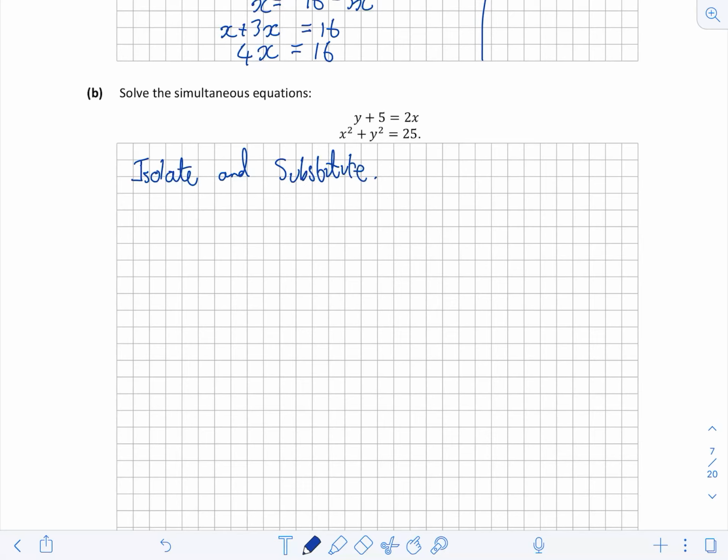So we're going to try and isolate first of all, and probably the handiest thing to isolate is this y here. So we're going to get him by himself. So we're going to get y is equal to 2x minus 5. So that's coming from this line up here, all the way into there. Okay, so y is equal to 2x minus 5.